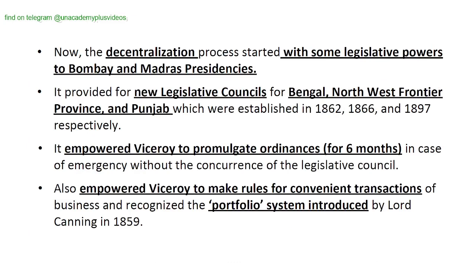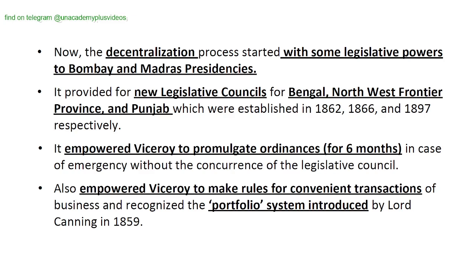Now the decentralization process started with some legislative powers to Bombay and Madras presidencies. It provided for new legislative councils for Bengal, Northwest Frontier Province and Punjab, which were established in 1862, 1866 and 1897 respectively.